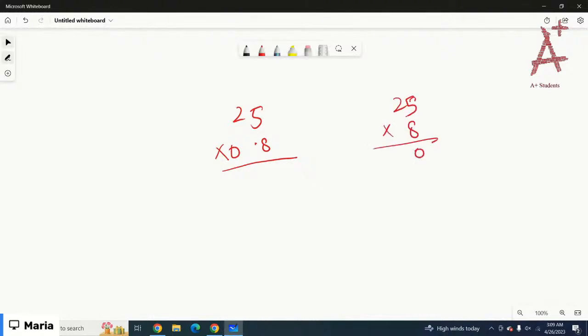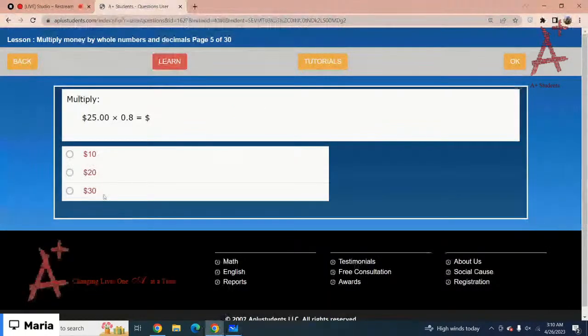8 times 5 is 40. 4 carry. 8 times 2 is 16, 17, 18, 19, 20. It would be 200. So you need to move the decimal point one place left from here to here. It would be then 20.0. The correct option is 20. That would be $20.